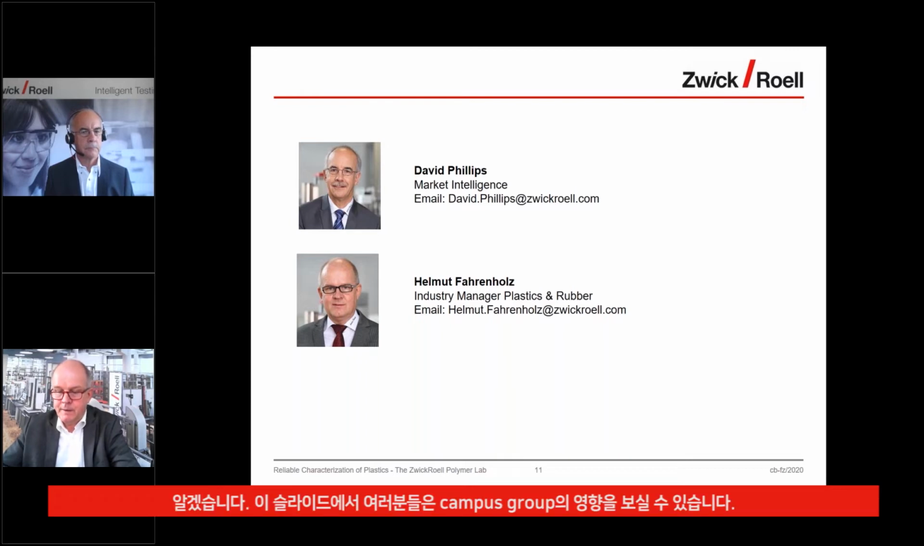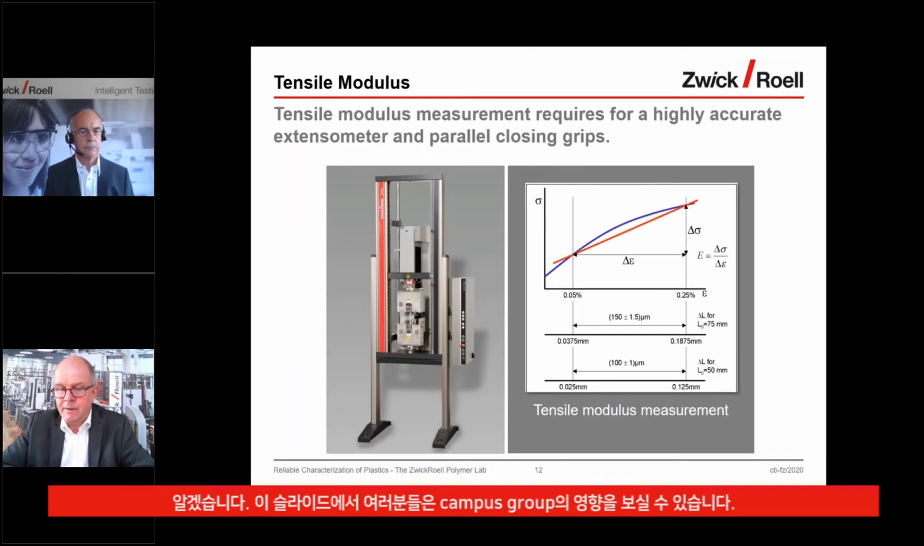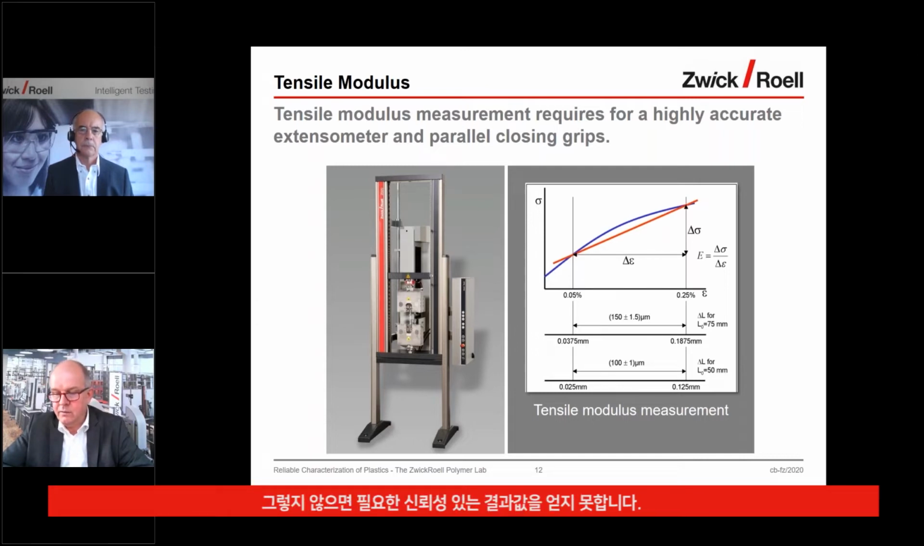Yes, the ISO standard pays very much attention to comparability. And here we see the influence of this campus group. So, for example, the requirements for the tensile modulus measurement are very tough and demanding to achieve. So customers must understand this, or they will just not get reliable test results as it's needed. So let me give one example.